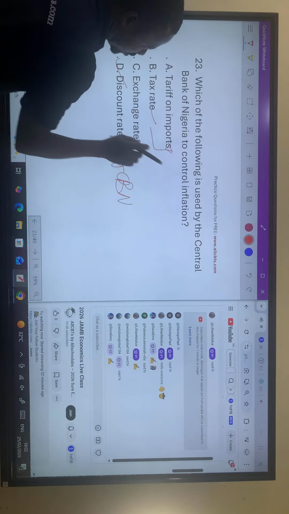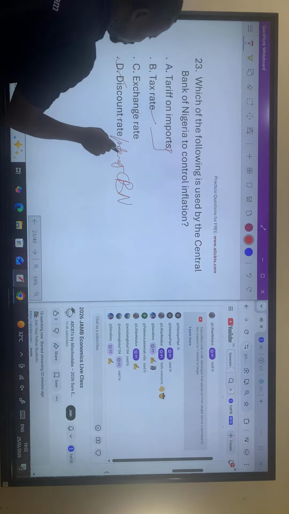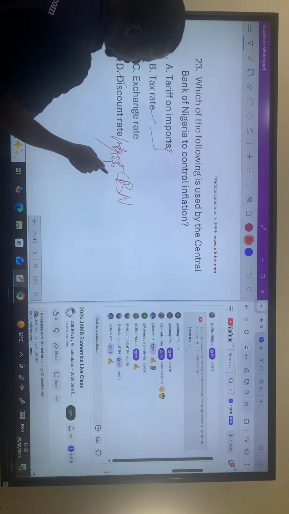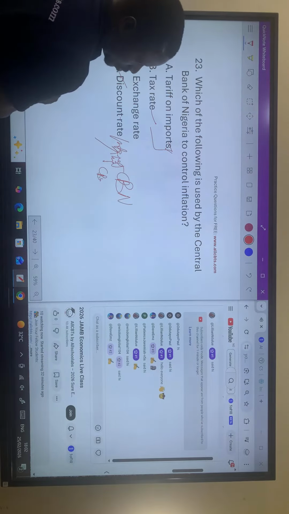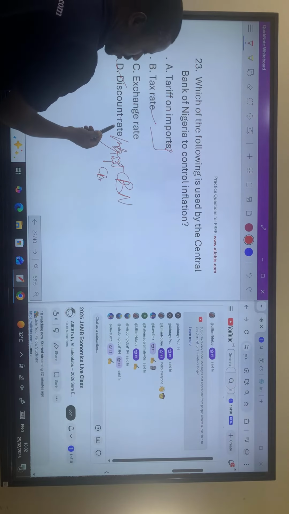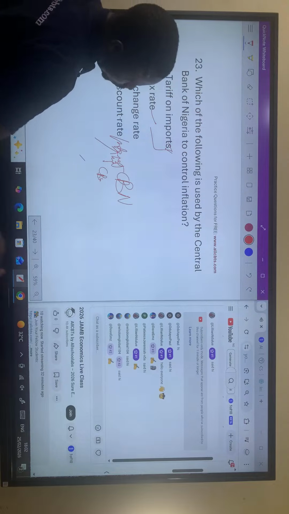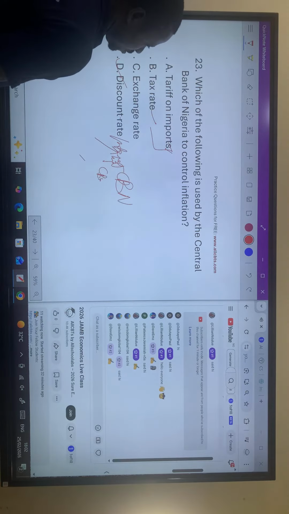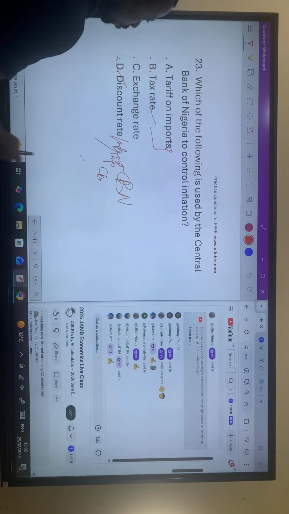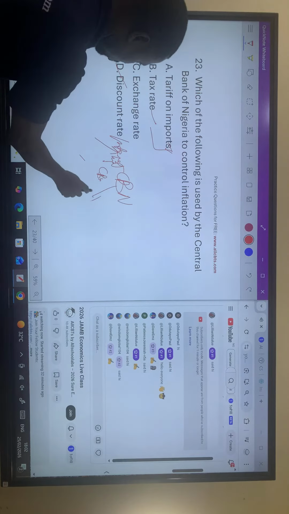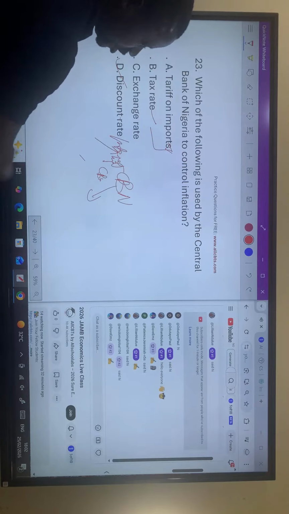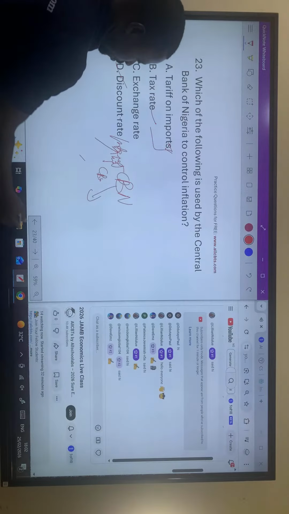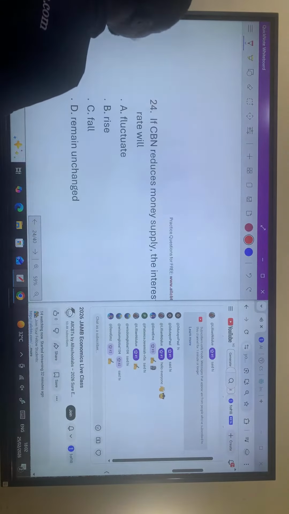How? If the central bank wants to control inflation, it will increase the interest rate. When the interest rate is high, the commercial banks will be discouraged from collecting more money. Once they have less money, they have less to give customers, so invariably you have reduced circulation of money in the economy. But if the interest rate is low, they will collect more money, and the more money the commercial bank has, the more they give to their customers, and the more money in circulation. Very well. We'll go to the next one now.